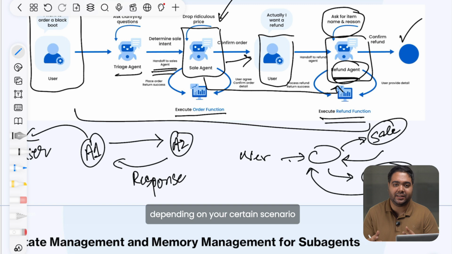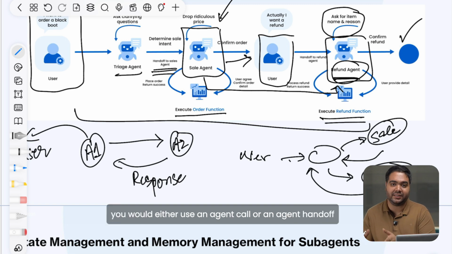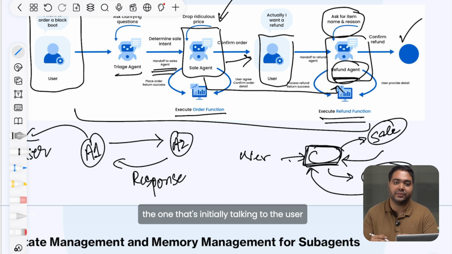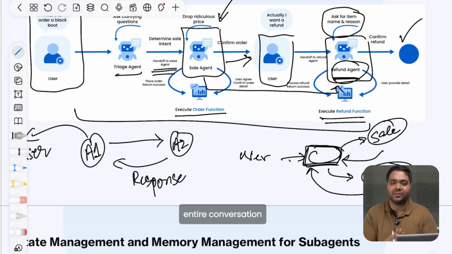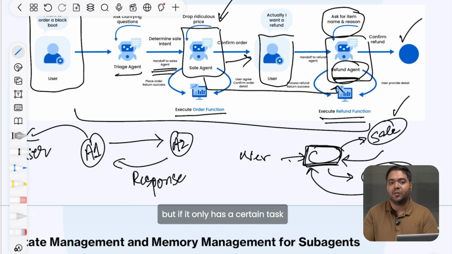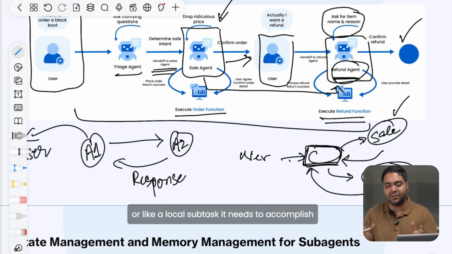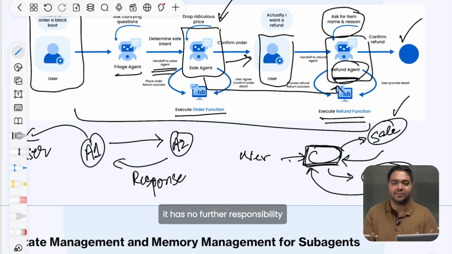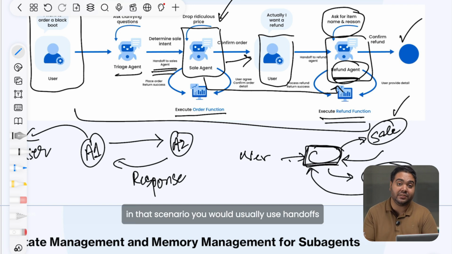Depending on your scenario, you would either use an agent call or an agent handoff. If the agent that's initially talking to the user still needs to have context of the entire conversation of whatever the user is interacting with in our system, in that scenario you would preferably use agent calls. But if it only has a certain task or a local subtask it needs to accomplish, and after that it does not need to know anymore what the user is saying, it has no further responsibility, in that scenario you would usually use handoffs.